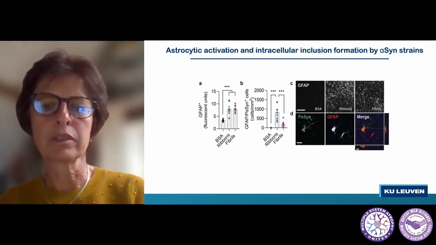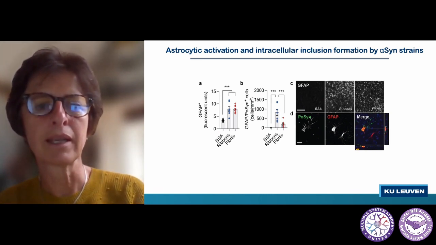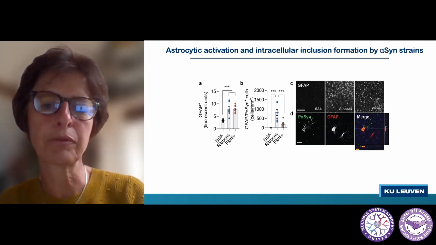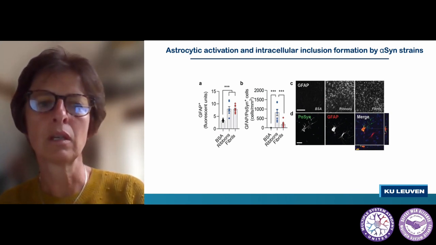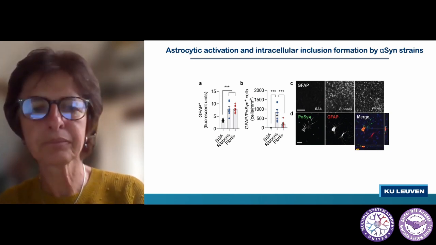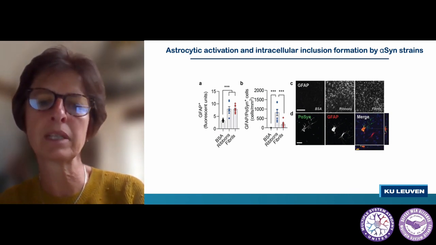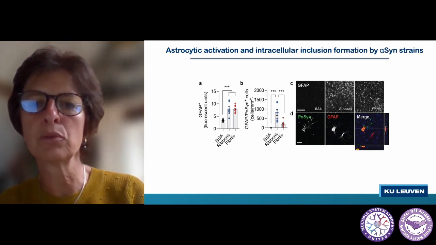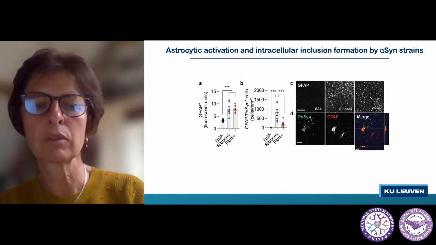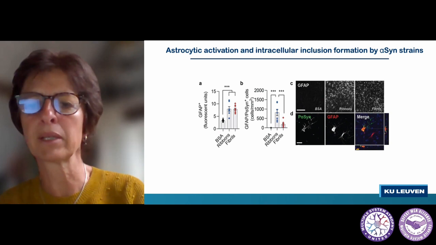Then we also looked at other phenotypic changes. For example, if you look at astrocytes, we could show that the injection of these ribbons and the fibrils induces astrocytic activation compared to BSA in the brain of these transgenic animals. And then if you look at the colocalization with phosphorylated alpha-synuclein, we see that the ribbons induce much more specific inclusions in astrocytes compared to the fibrils. So the number of double positive cells is much larger in the ribbon condition compared to the fibril condition.